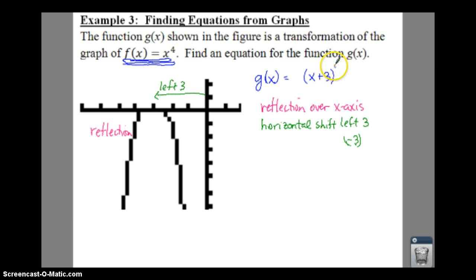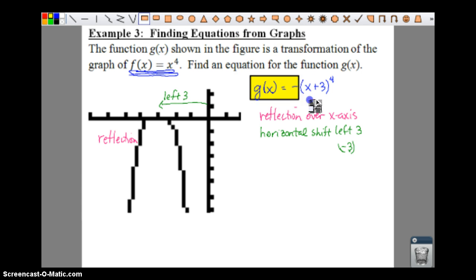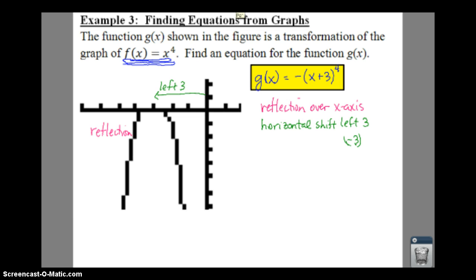Now this is to the fourth power, and since we have a reflection over our x-axis, that means our negative will move out to the front. So that would give us our function of g of x equals a negative x plus 3 quantity to the fourth. So to answer your question, student, from the beginning, you need to pay special attention to where your negative is located, either outside your function or inside your function.